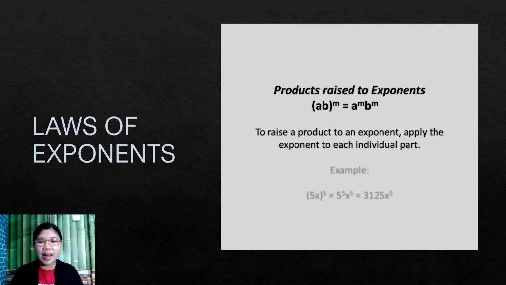So here's an example of that. 5x, the product of 5 and x raised to the 5th power, is equal to 5 raised to the 5th power multiplied by x raised to the 5th power. So that is 5 times 5 times 5 times 5 times 5, which is equal to 3,125 multiplied by x raised to 5. So the final answer is 3,125 x to the 5th.